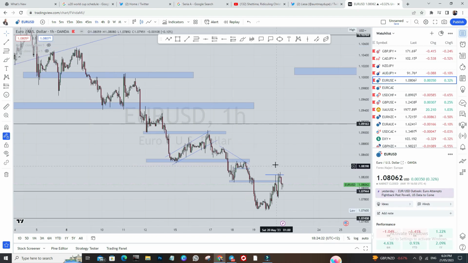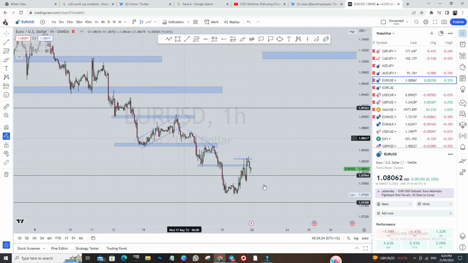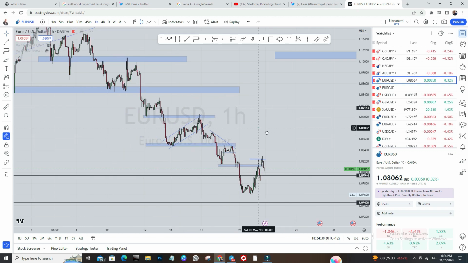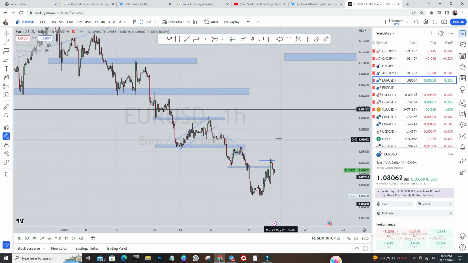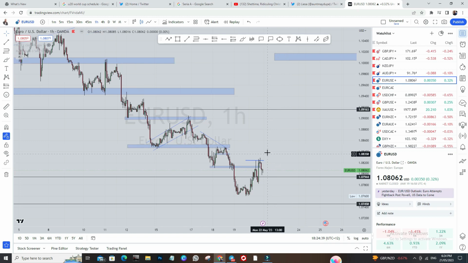For euro USD, price will push downwards because of the US dollar strength. So that's why we saw a downward push in the direction of euro USD. Now, what do we expect in the coming week?